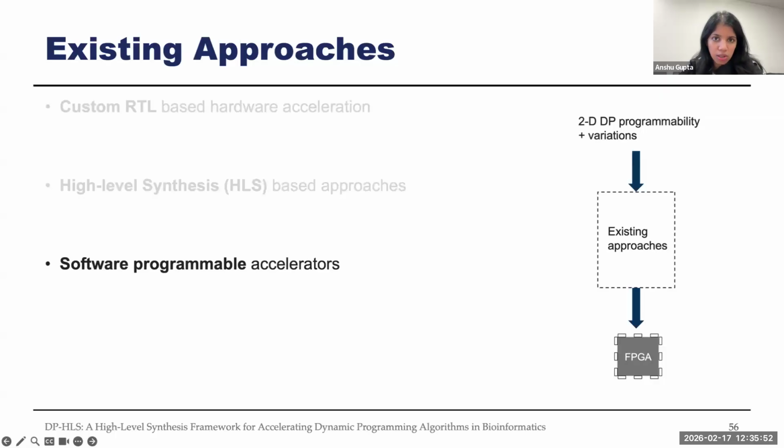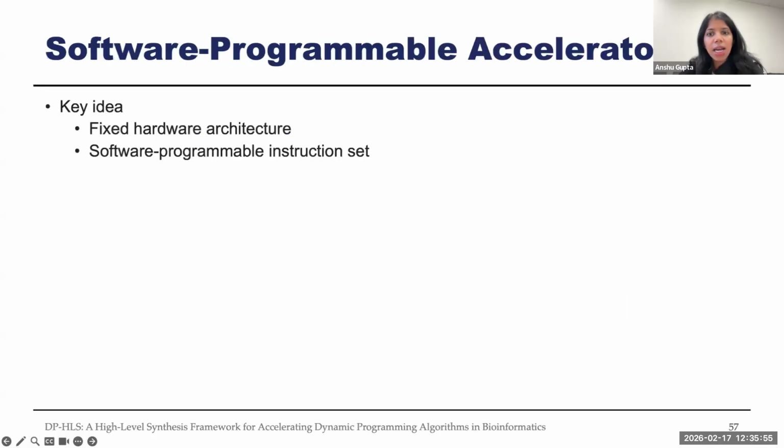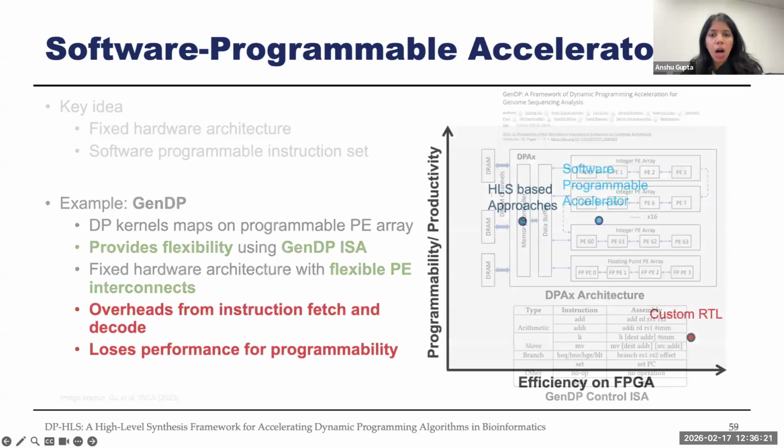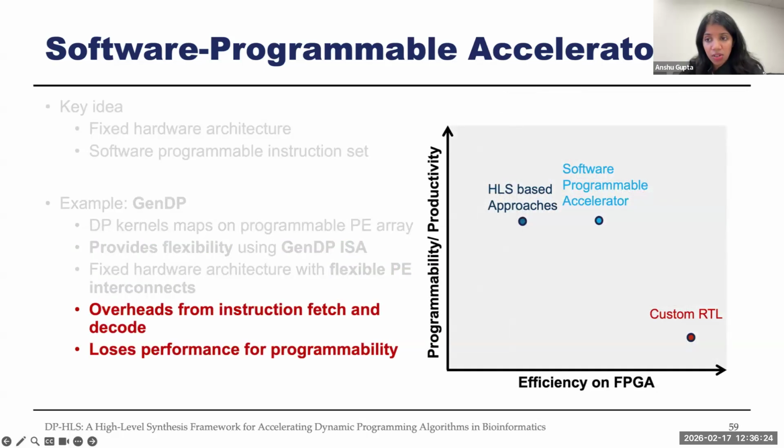Now, there's another approach, which is software programmable accelerators. The key idea here is to use a fixed hardware architecture to improve performance, but add software-related programmability on top of that to keep the flexibility. One such example of this type of accelerator is GenDP, which is also one of the DP-based frameworks targeting bioinformatics applications. The advantage of GenDP is that it uses fixed hardware with flexible PE interconnects and provides its own ISA for programmability and flexibility to support new kernels. However, custom ISAs typically create overheads from extra steps such as instruction fetch and decode stages on FPGAs. Now, GenDP might be good for ASIC, but from an FPGA point of view, GenDP loses performance over programmability.